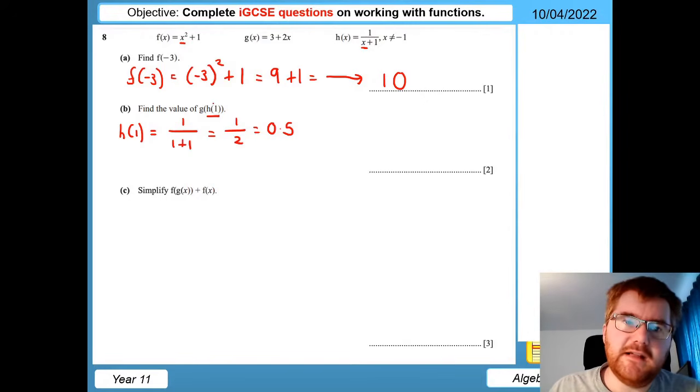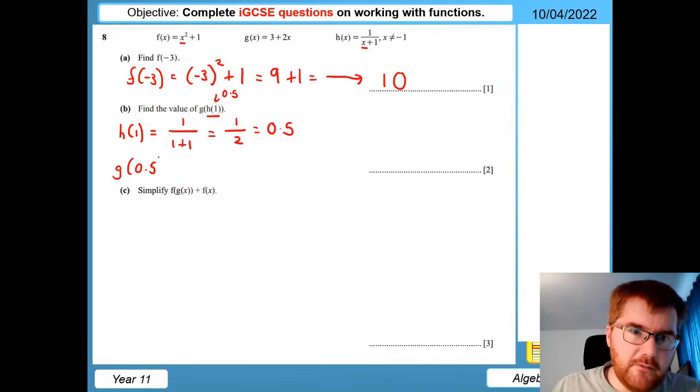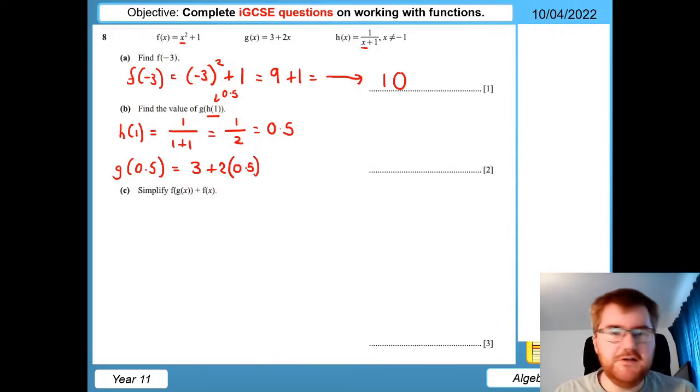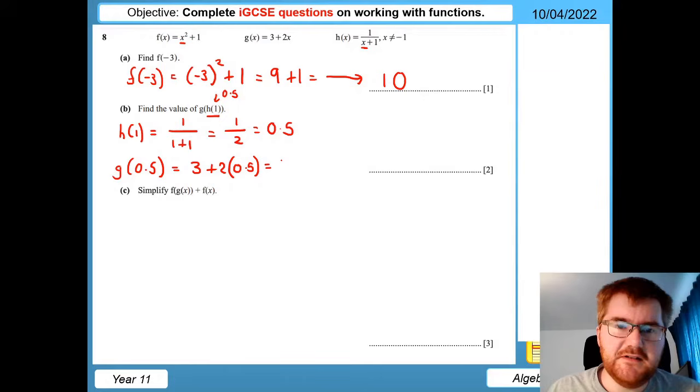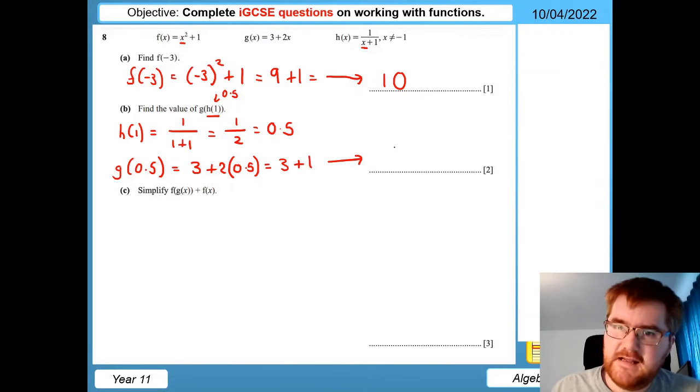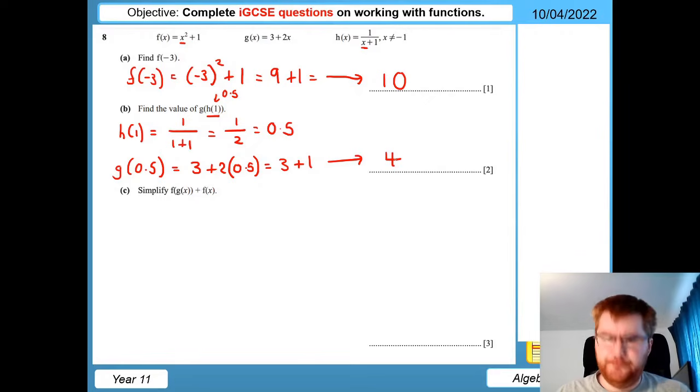And now I can replace the entire h of 1 with 0.5. So now we're going to work out g of 0.5. And that gives us 3 plus 2 lots of 0.5. If you wanted to, you could use a calculator at this point. This will just give us, well, 2 times 0.5 is just 1. So 3 plus 1 is equal to 4.